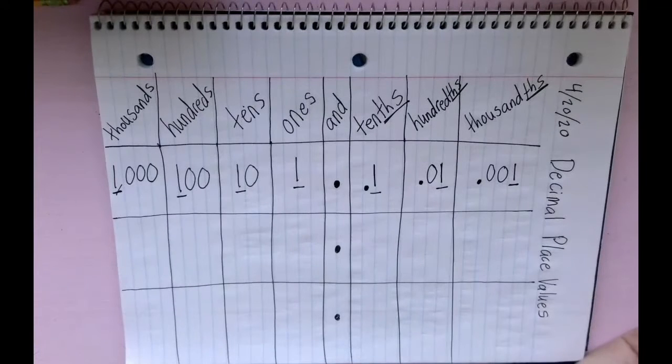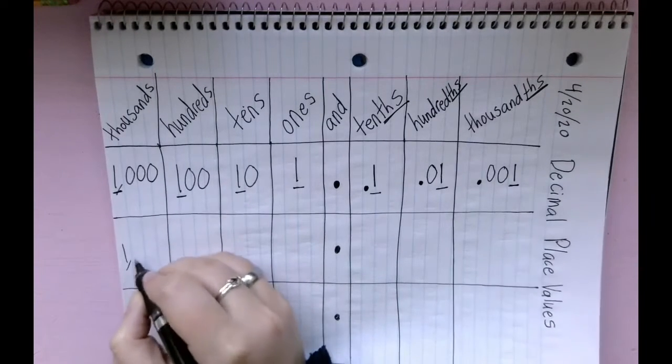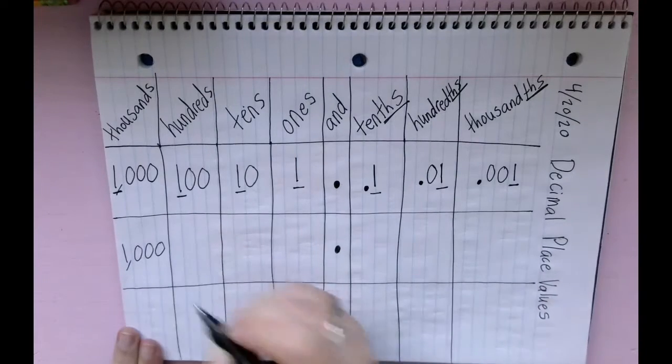All right, the next one we're going to do is we're going to show in fraction form. So fraction form is just the same for the whole numbers.